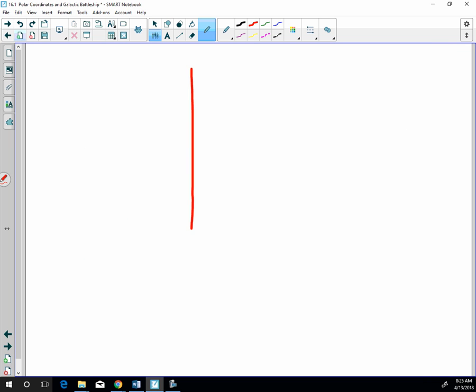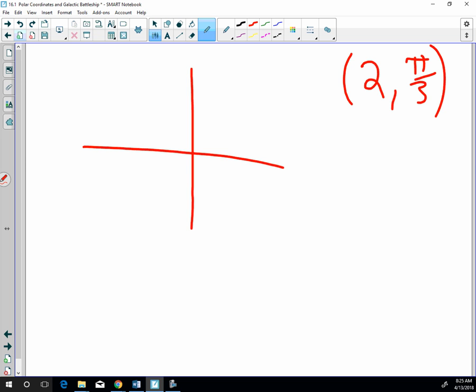Let's try it one more time. Let's try an easy one. Let's find 2 pi over 3. So we're going to go out 1, 2, and pi over 3 is about here. So this point here is going to be 2 pi over 3.